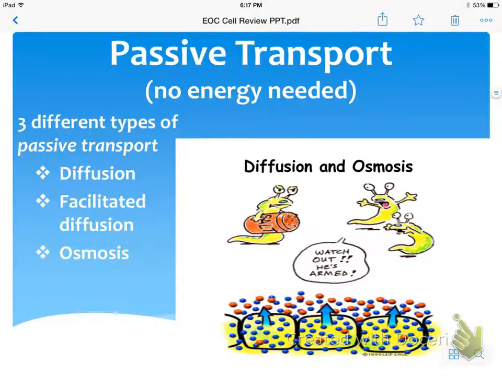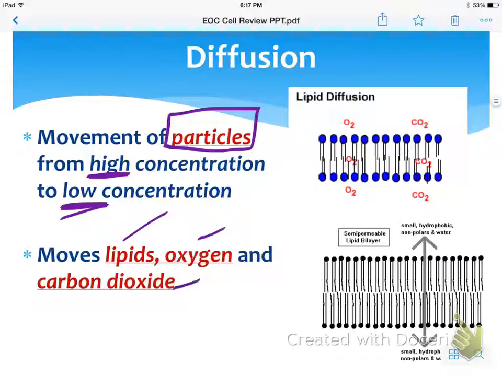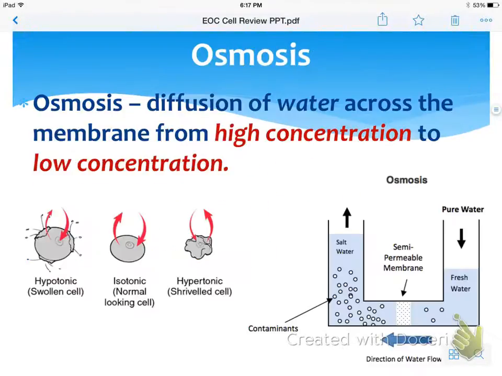So types of transport through the membrane. So the first thing is passive transport. This is no energy needed. There's 3 different types: diffusion, facilitated diffusion, and osmosis. So diffusion, really important, is the movement of particles. And because it's passive, it's always from high to low, always, always. And diffusion moves things like lipids, oxygen, carbon dioxide. If you kind of look over here, you can see that moving through.